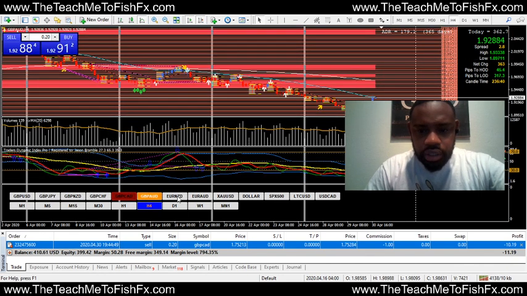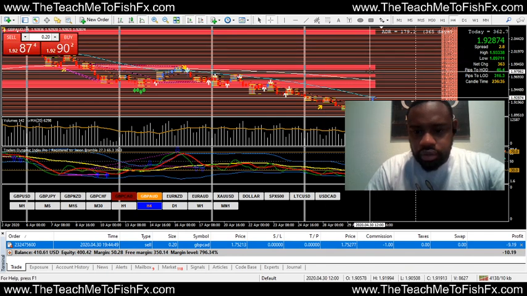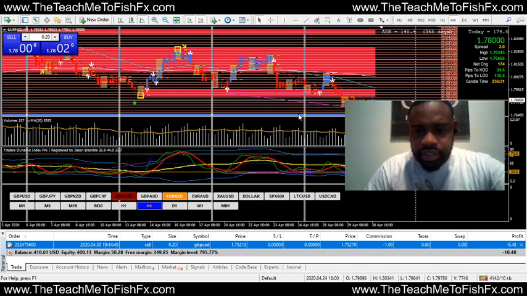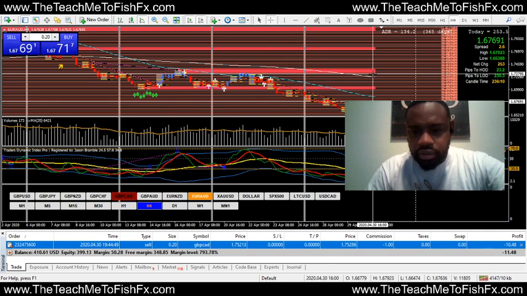GBP AUD could have gotten in a couple of 4 hour candles ago. Euro NZD. If this candle closes, then I would get in. I would not get in right now. Euro AUD. Looks like we could have got in on this setup. I'm not doing that on this account.